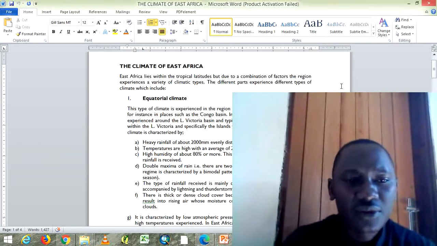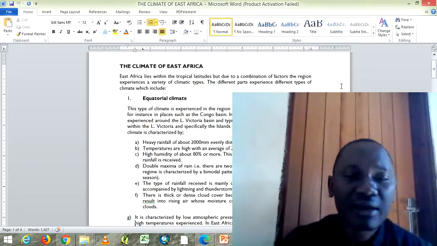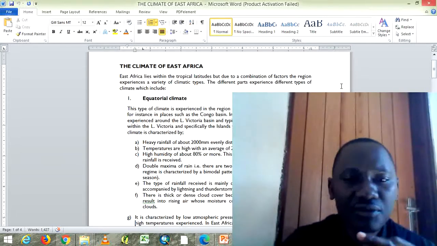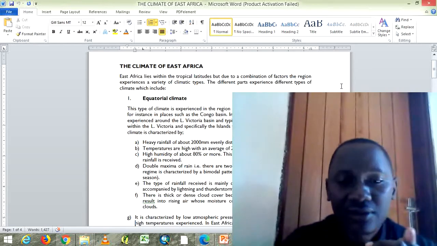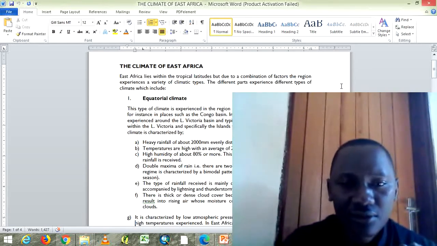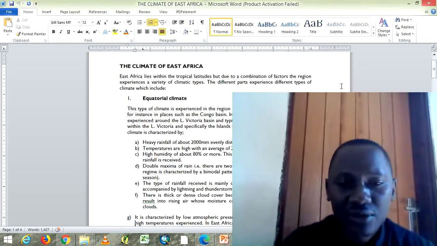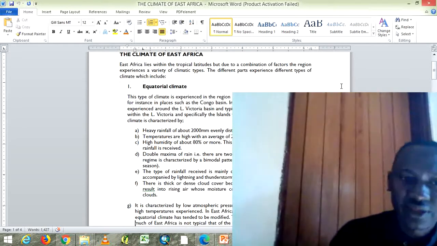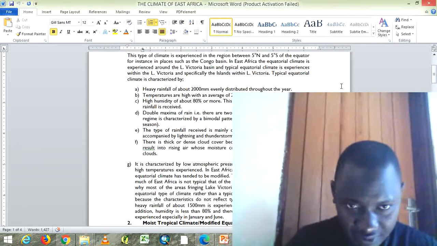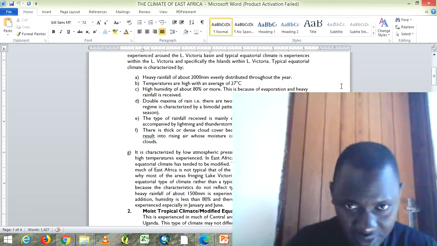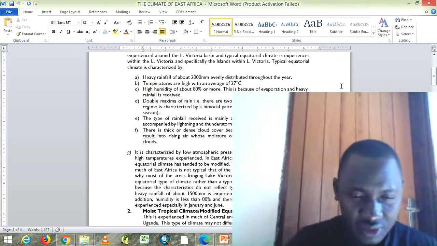The rainfall is of double maxima mode, where you have 2 rainfall peaks in the year. And then the type of rainfall usually received is convectional rain. Of course, from our knowledge of climatology, we know what convectional rainfall is. There is also a very dense cloud cover, thick cloud cover because of the humid conditions.